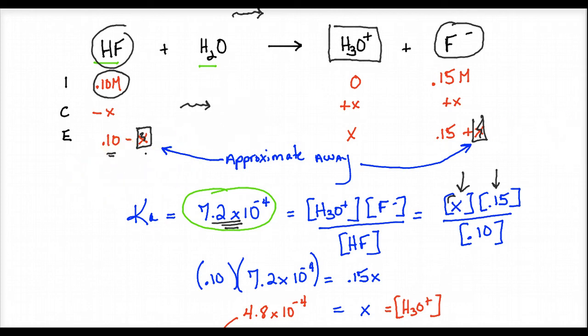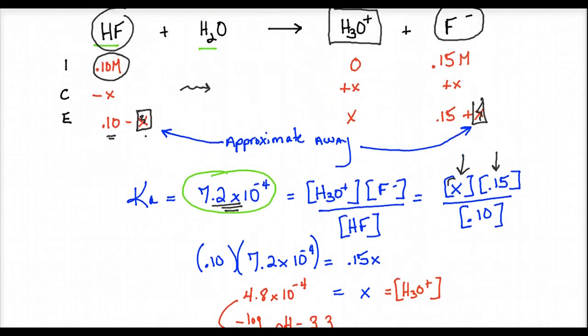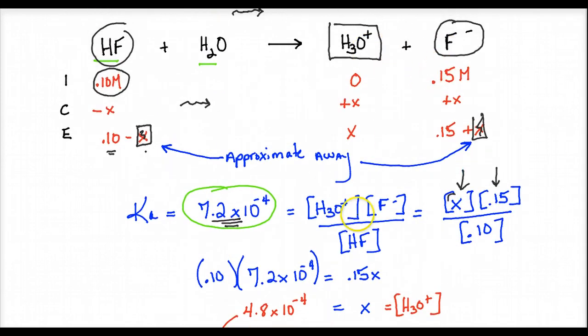Anyway, getting back to the problem, the Ka is 7.2 times 10 to the negative 4. It's equal to the what? Products over the reactants. Notice I didn't put the water in my equilibrium expression because solids and pure liquids don't have a molarity. I approximated away these X's. Now it's X for the H3O plus, 0.15 for the F negative. HF is 0.1 because I approximated away.